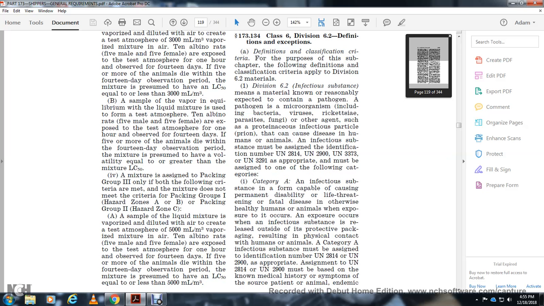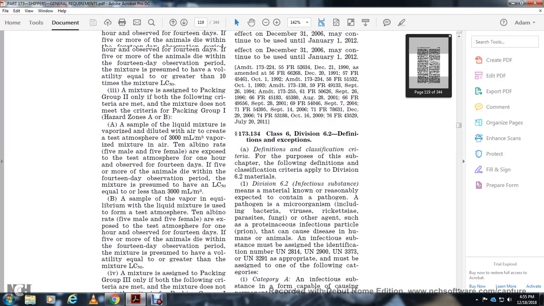A sample of the liquid mixture is vaporized and diluted with air to create a test atmosphere of 5,000 milliliters per meter cubed. The vapor of the mixture is given to 10 albino rats, 5 male and 5 female, exposed to the test atmosphere for 1 hour and observed for 14 days. 5 or more animals died within the 14-day observation period, with the mixture presumed to have an LC50 equal to or less than 5,000 milliliters per meter cubed.